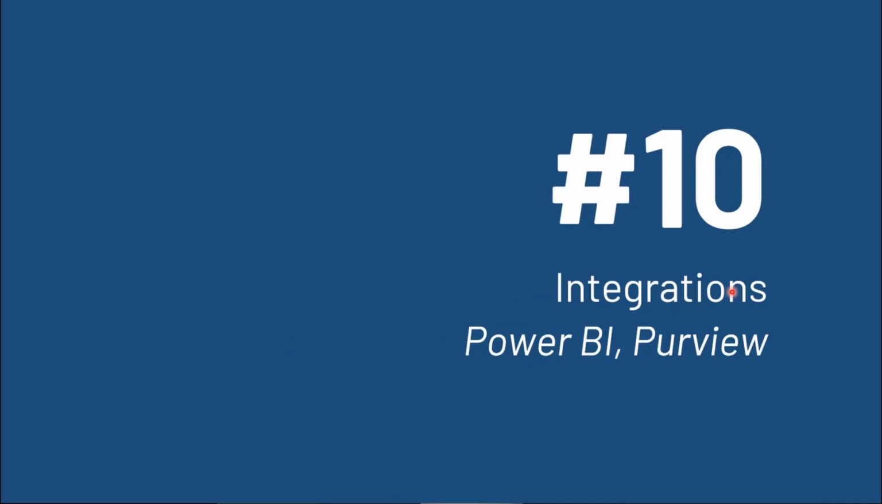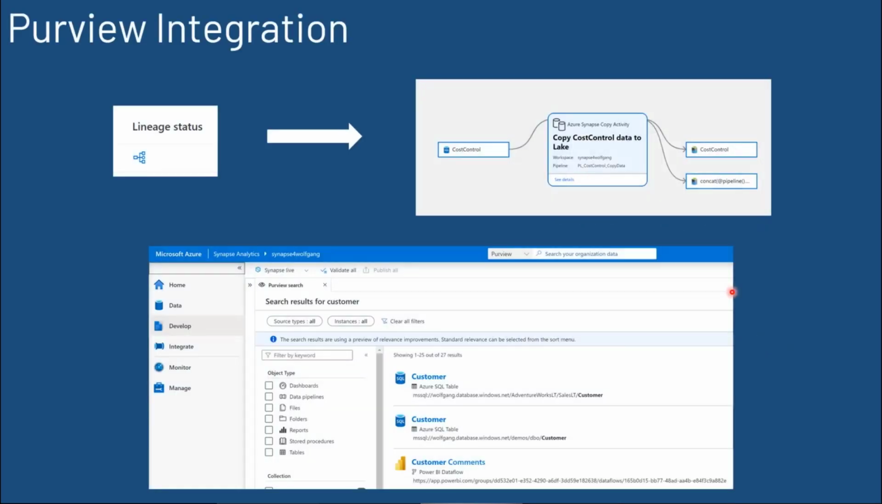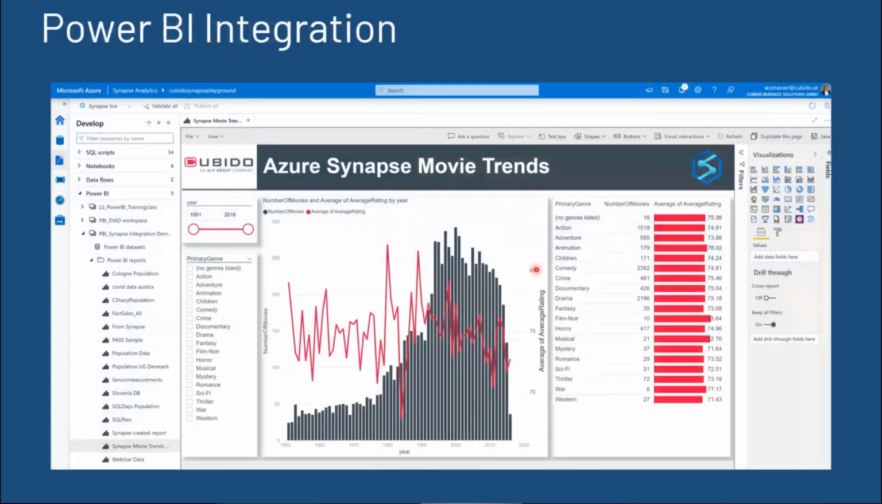And the last round is integrations. It's not only the blue box of Synapse Studio, it's there for the integrations. And Synapse provides some integration with Azure Purview, the data governance service. And you can push lineage information from Synapse pipelines into Purview, and you get some sort of lineage diagram, some information, what actually happened in between. And the other way around, you can query your Purview data catalog within Synapse Studio.